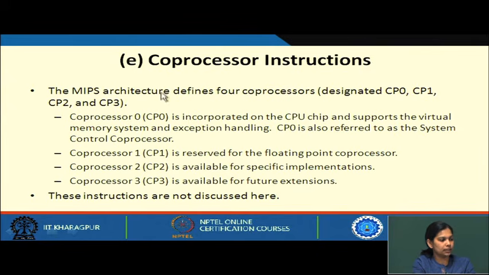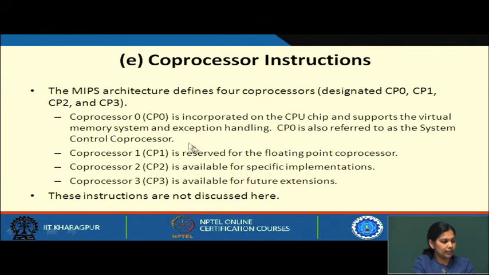Next set of instructions is coprocessor instructions. The MIPS architecture defines 4 coprocessors, designated as coprocessor 0, 1, 2 and 3. Coprocessor 0 is incorporated within the CPU chip, and it also supports the virtual memory system and exception handling. CP0, that is coprocessor 0, is also referred to as the system control coprocessor.